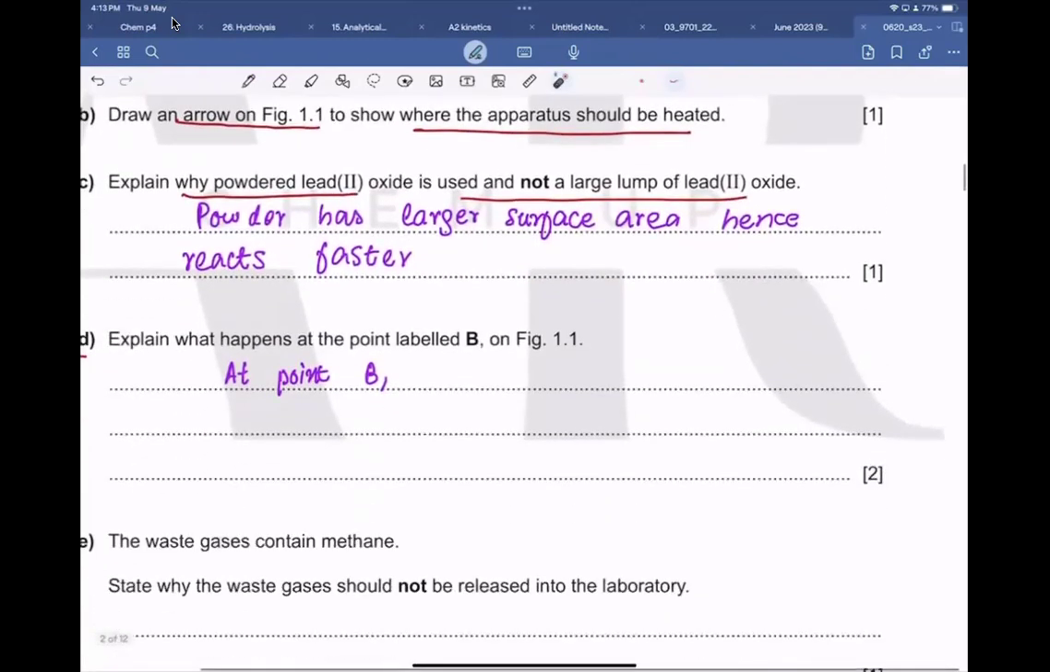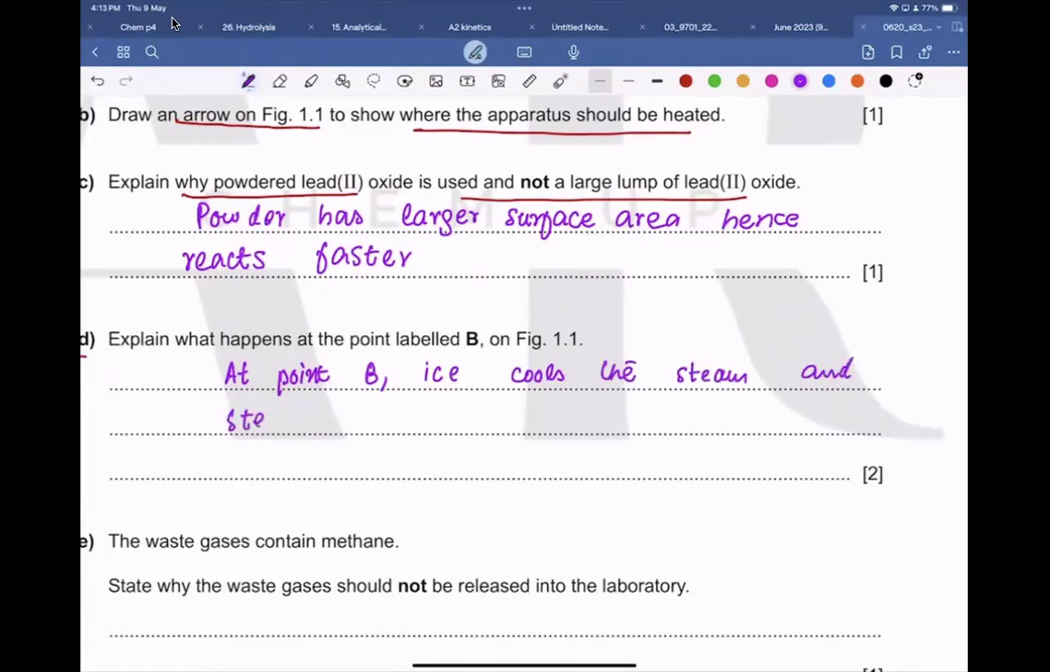So at point B, ice cools the steam and steam condenses to water.